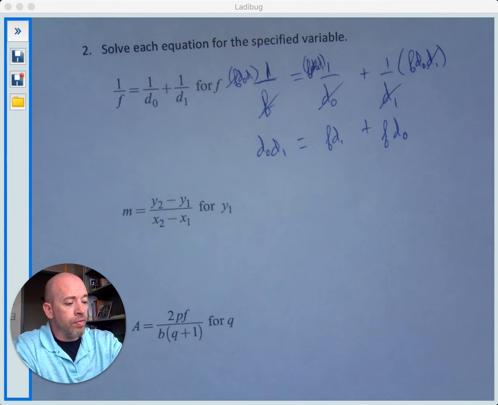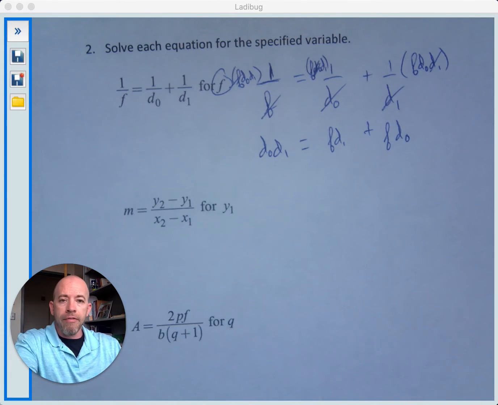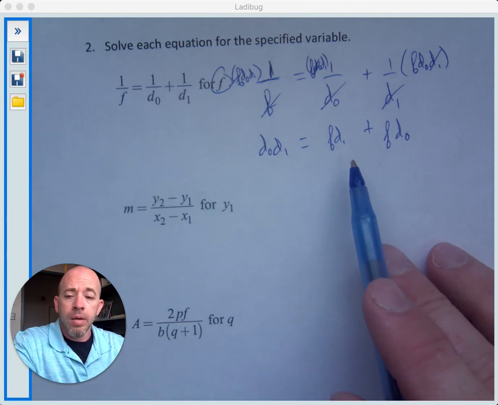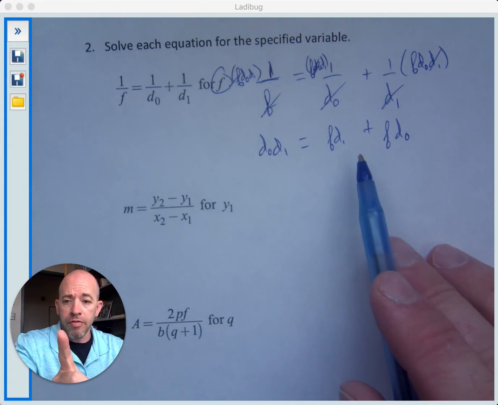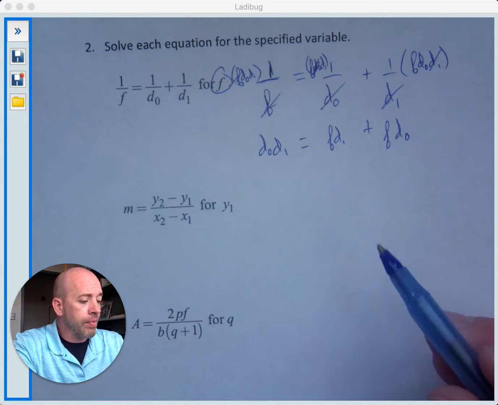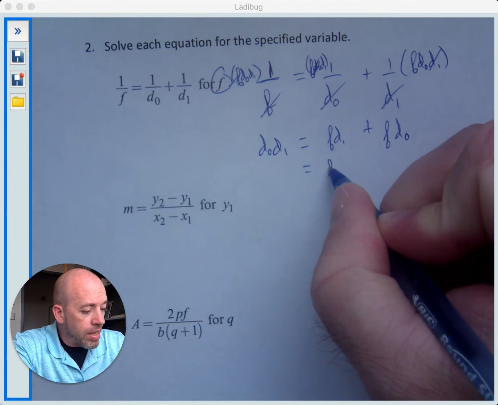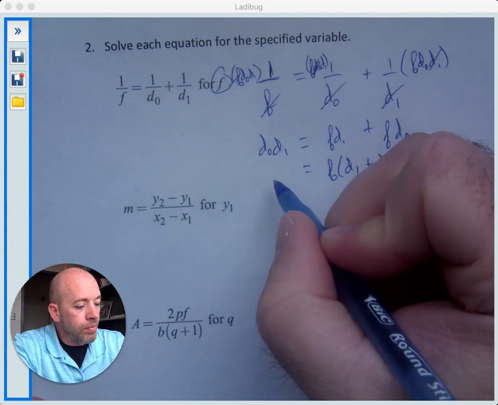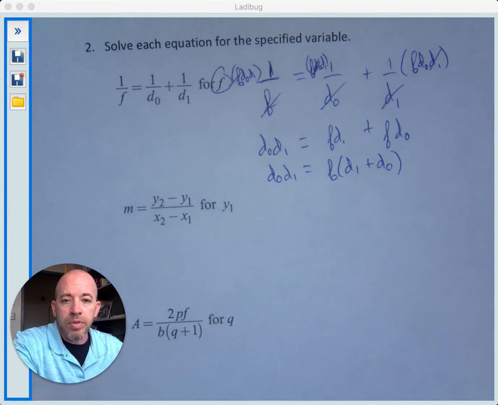We're asked to solve for f. f is on the right side. There are two f's though, and people sometimes say, well, that's a problem. But we can make those two f's become one f by factoring out the f. So on the right side, I'll factor out the f. We get d sub 1 plus d sub 0. On the left, we just leave that alone.